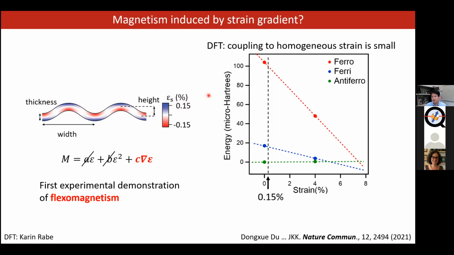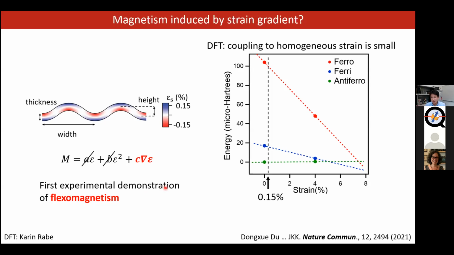If you then do a simple DFT calculation and ask what is the magnetic state as a function of homogeneous strain, what you would find is that at this 0.15%, the ground state would actually be antiferromagnetic, and with homogeneous strain it requires something on the order of 5% strain to tune this material into a ferrimagnet. So based upon these estimates, we think that these couplings to strain directly, strain or strain squared, are not strong enough to explain the hysteresis loops we observe. And we think that the term that dominates in our particular case is the strain gradient term. And therefore, if fully borne out, this would be the first experimental demonstration of flexomagnetism.